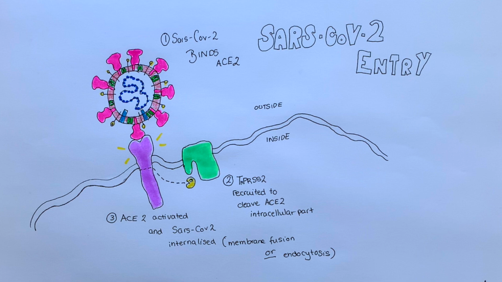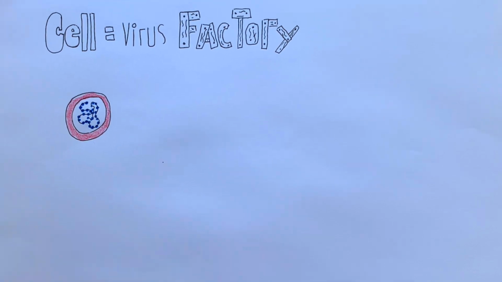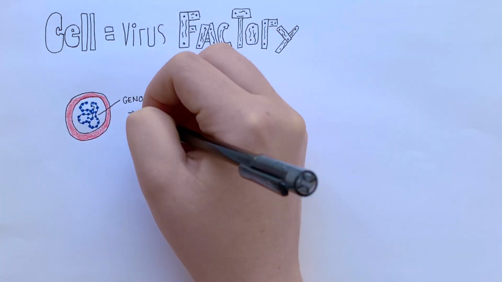So the virus enters via either something called endocytosis. This is when the virus is stimulated to be taken up by the cell, or it enters by membrane fusion. This is when it forces itself into the cell. Cells can be seen as being factories for viruses.